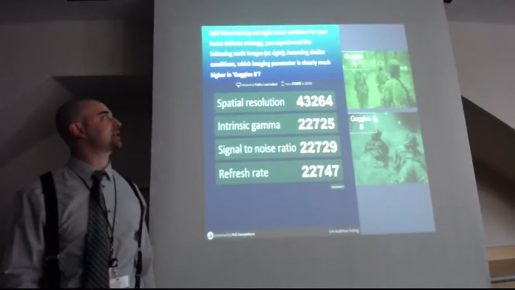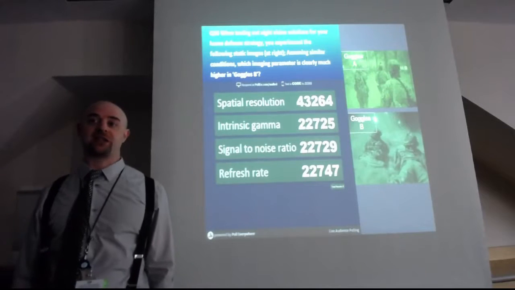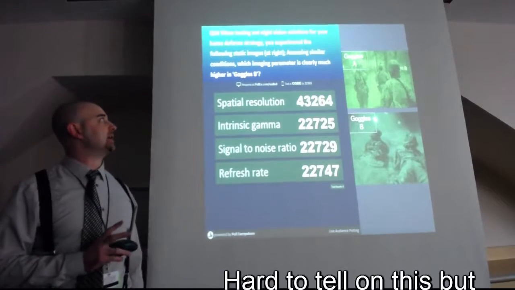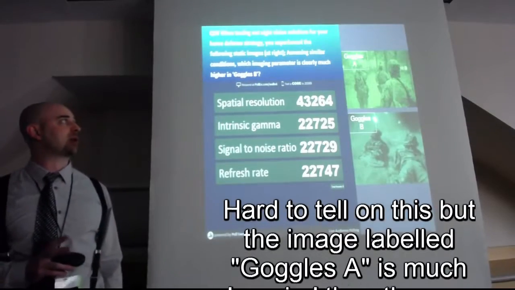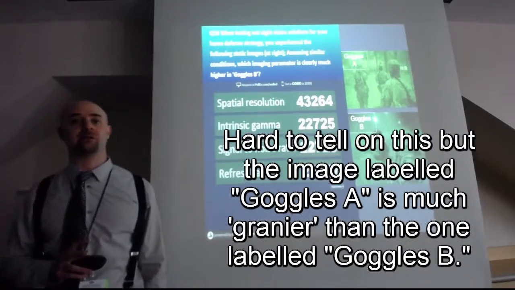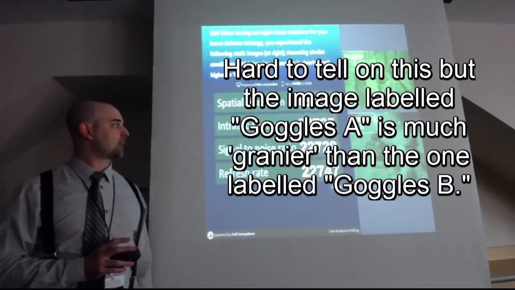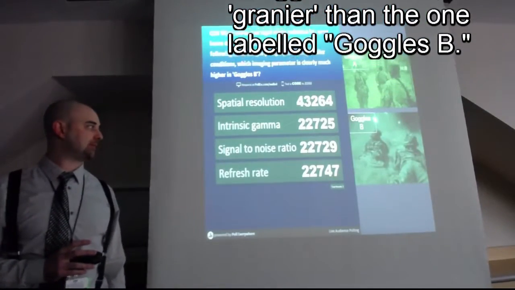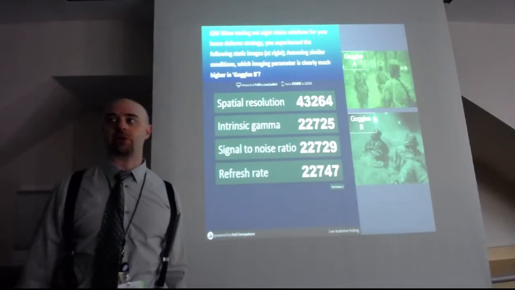All right, let's take a look at these two images. Let's say you're testing out some night vision goggles. If you look at goggles A and goggles B, which imaging parameter is clearly much higher in goggles B? Is it the spatial resolution, the intrinsic gamma, the signal-to-noise ratio, or the refresh rate?